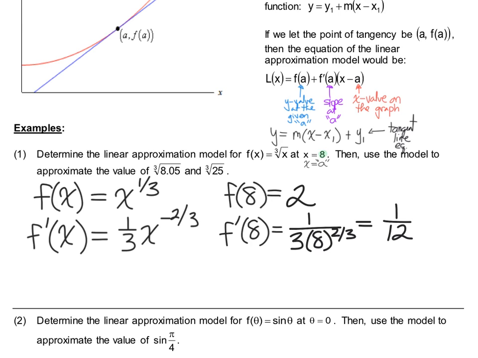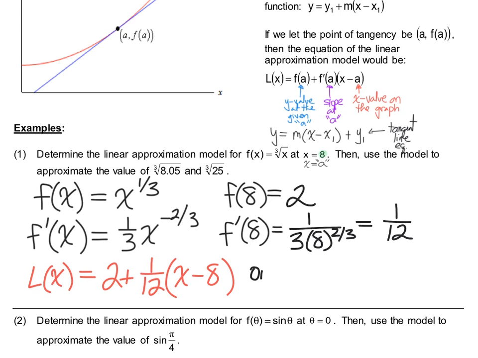I'll write it both ways. If I'm using L of x, it would be f of a, which is 2, plus 1/12 times x minus the a value, which is 8. If I was going with classic tangent line notation, it would be y equals 1/12 times (x minus 8) plus 2. And as you can see, it's the same equation, just commutative properties work. All right, so that's our linearization model.